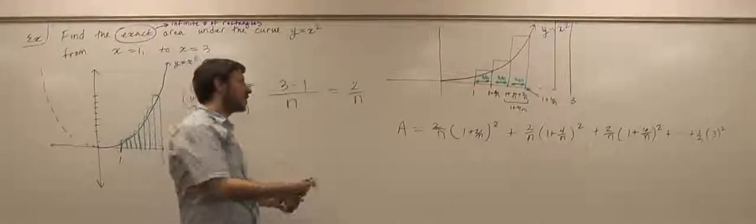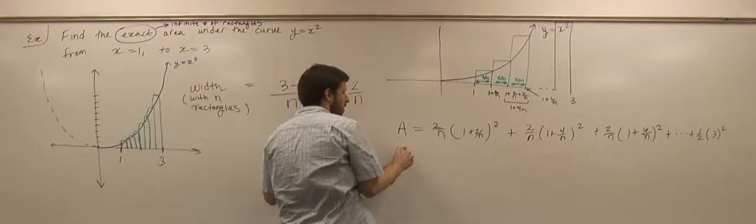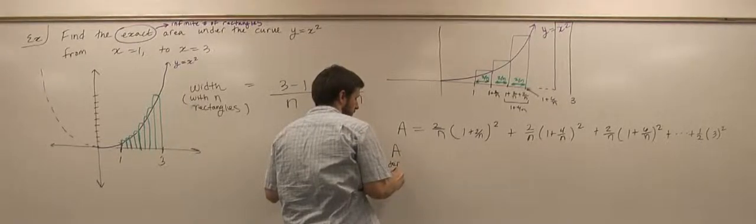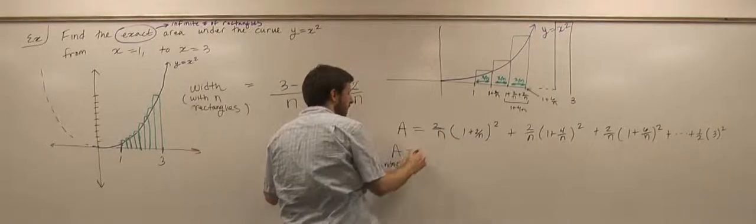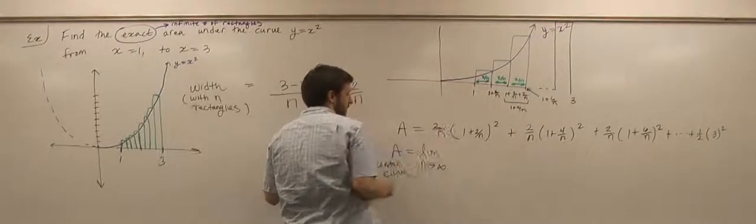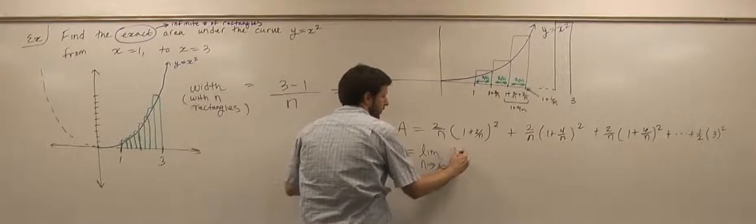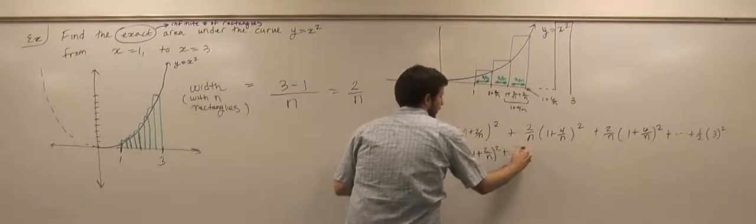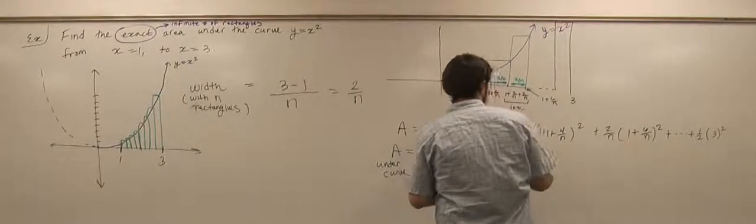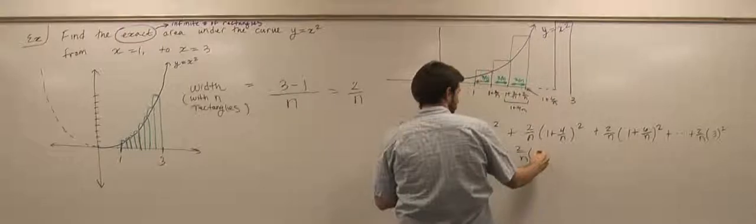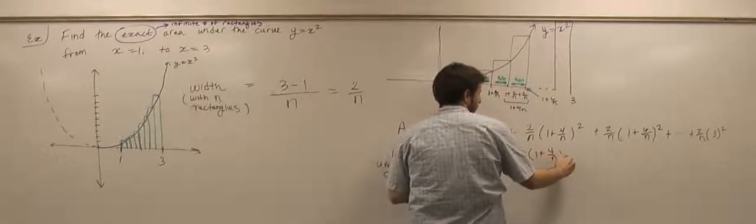So the area under the curve, the exact area under the curve, will be what we get if we take the limit as n goes to infinity of this expression. And that's what we'll do next. Why is that last term 1/2? Was it a mistake? Oh, that was 2 over n. Where did I get 1/2?